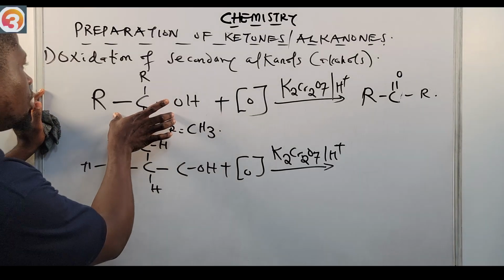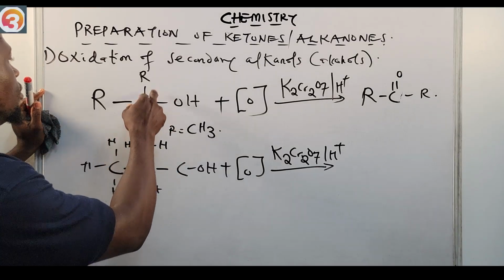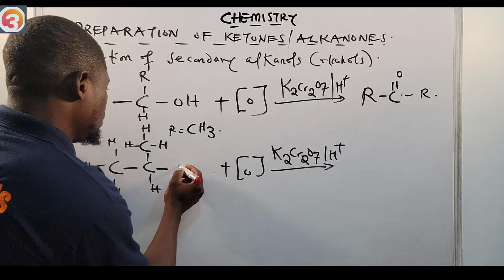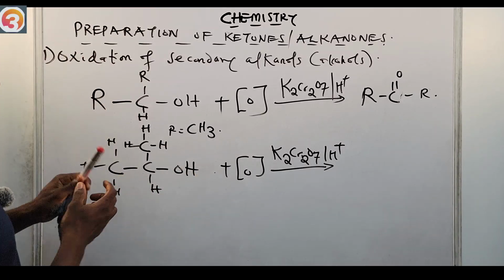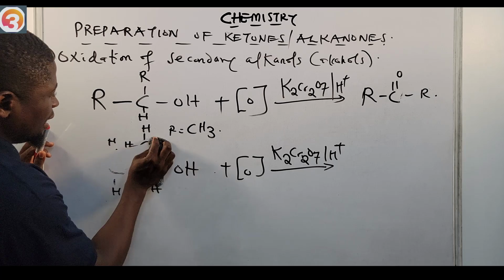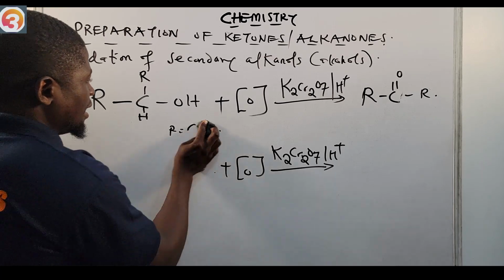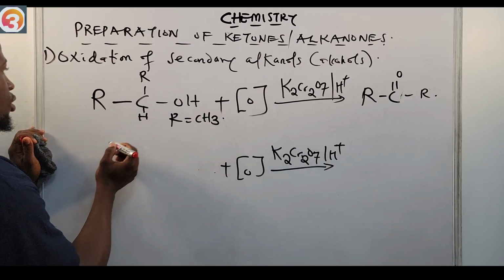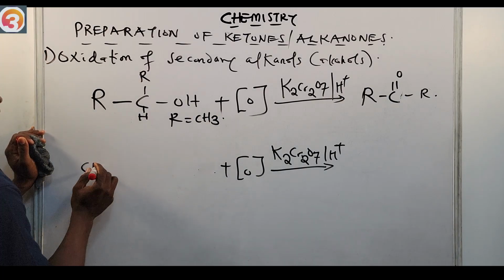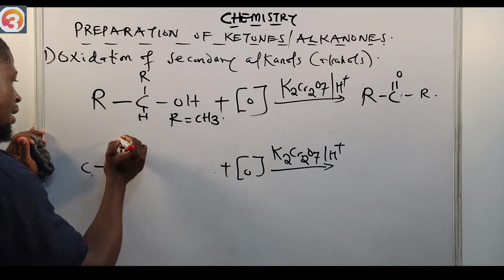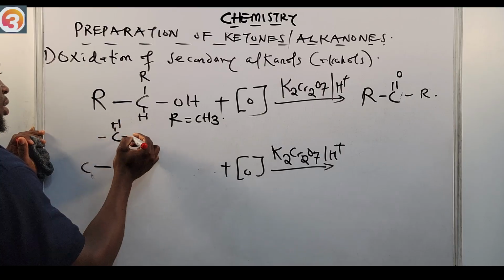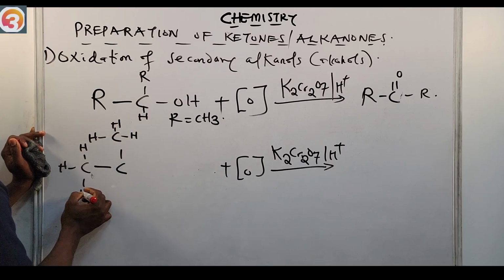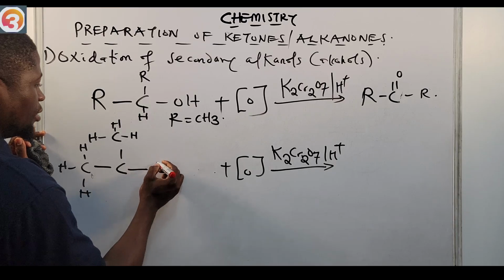I think I overdrew this structure. Sorry, this is not supposed to be here. Let me draw it out again so that it becomes very clear. I do not want any mistakes. So R there is here, CH3. Our R, C bonded to C, then here bonded to C. H, H, H, H, H, H. Then here is our OH.